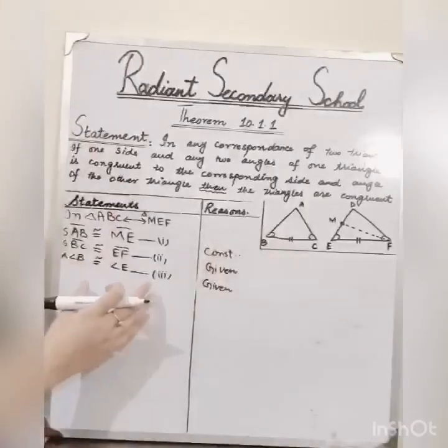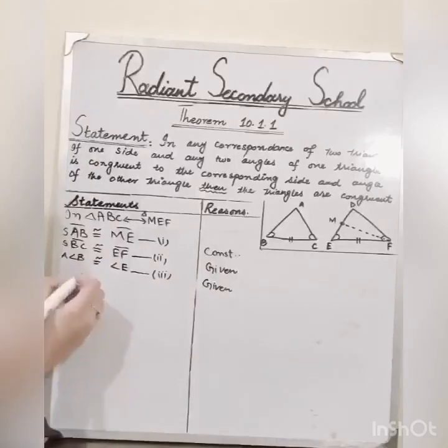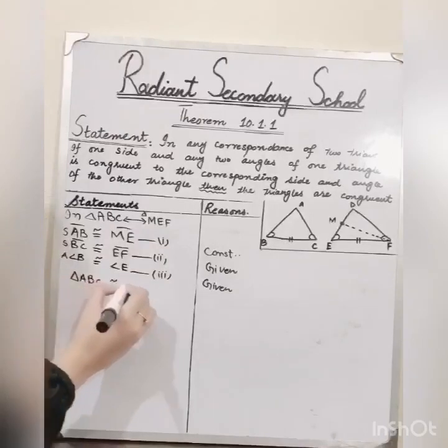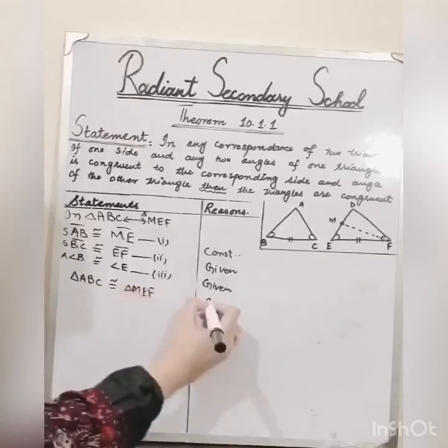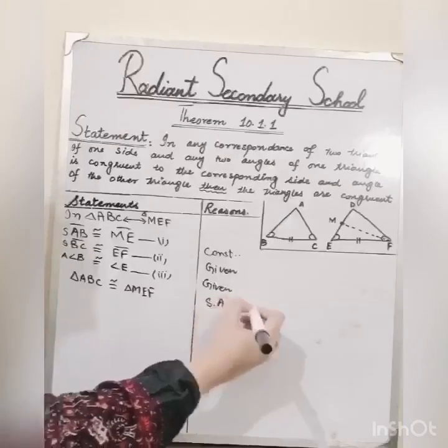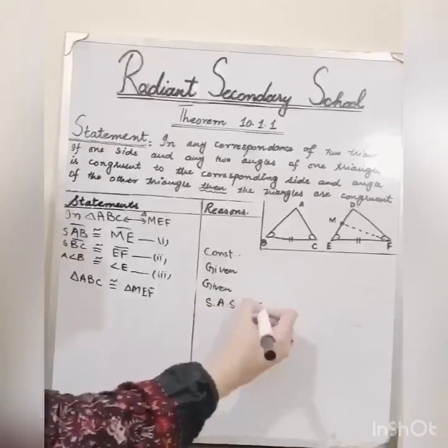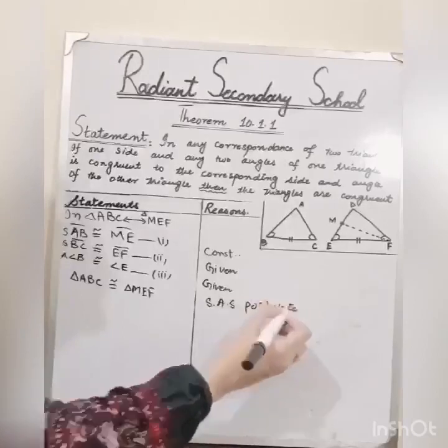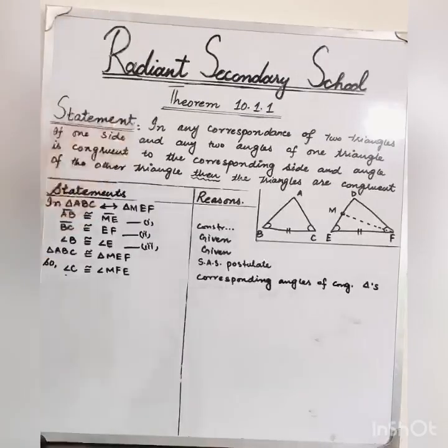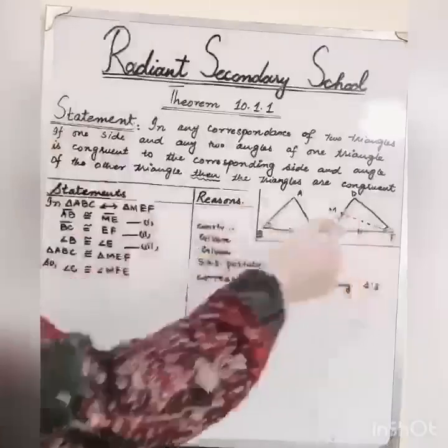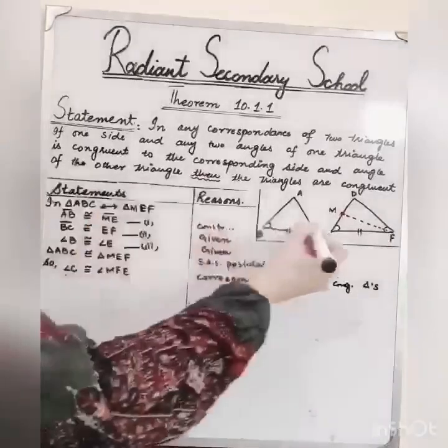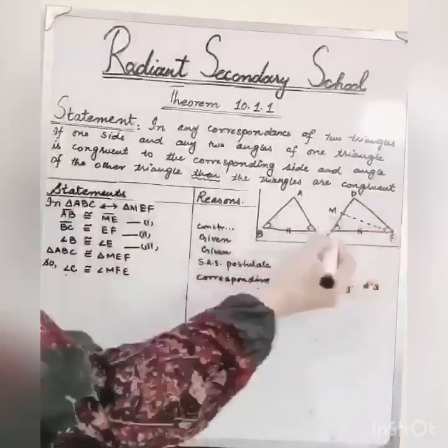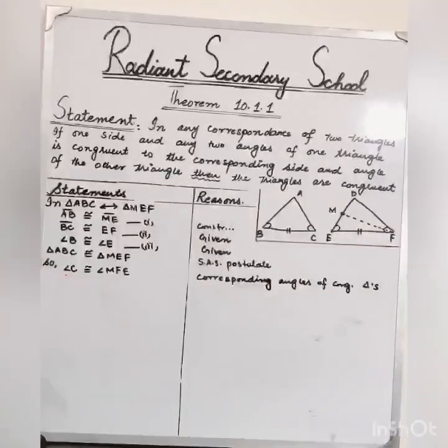So which postulate is applicable here? The SAS postulate. So here we prove that triangle ABC is congruent to triangle MEF, and from which postulate? SAS postulate. Students, as we have proved that these two triangles are congruent, it means that angle C is also congruent to angle MFE. Both the angles are congruent.